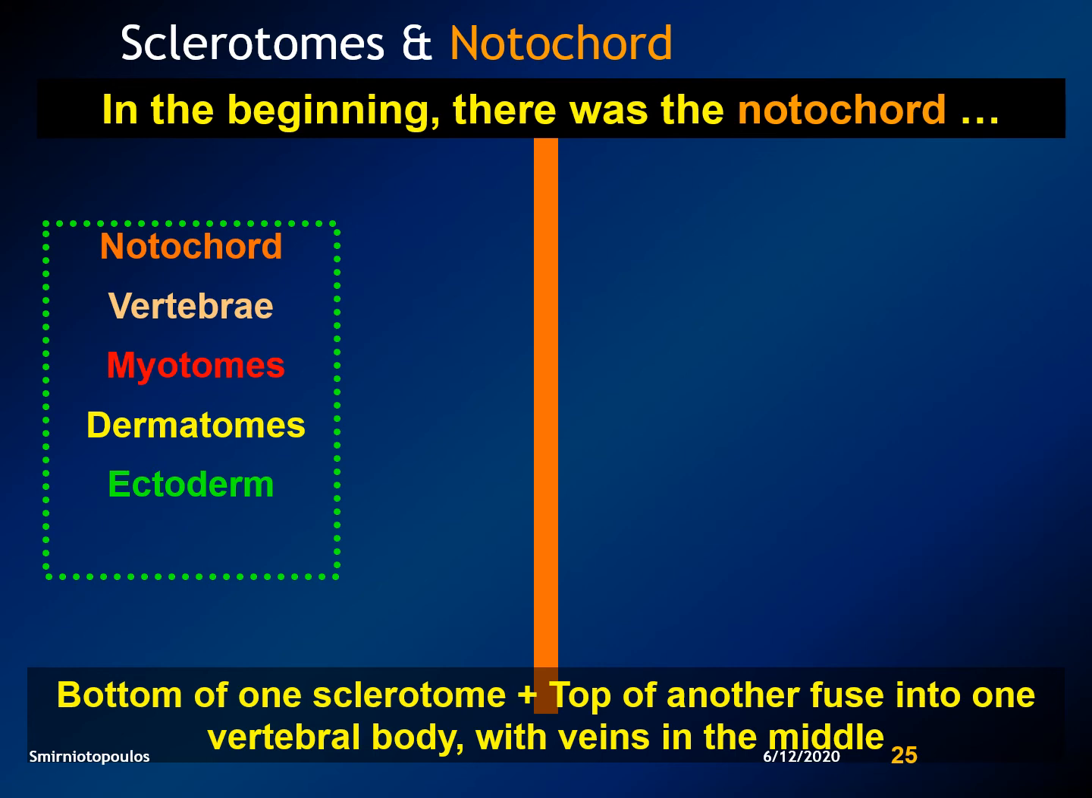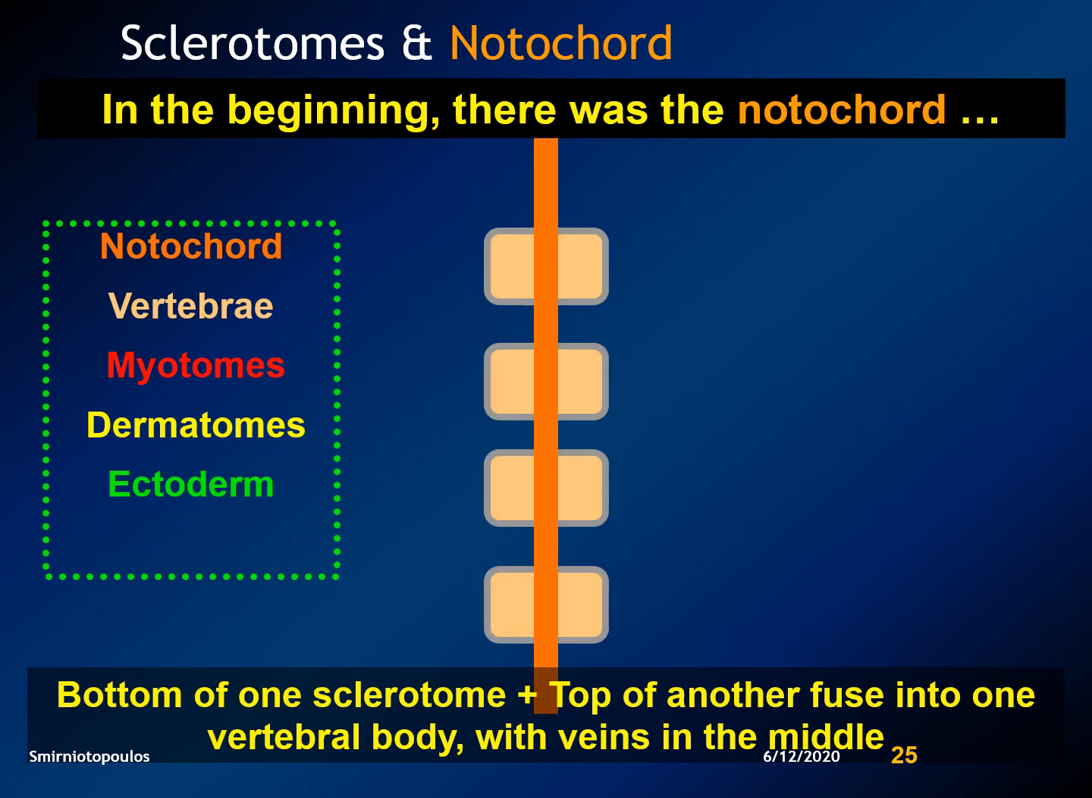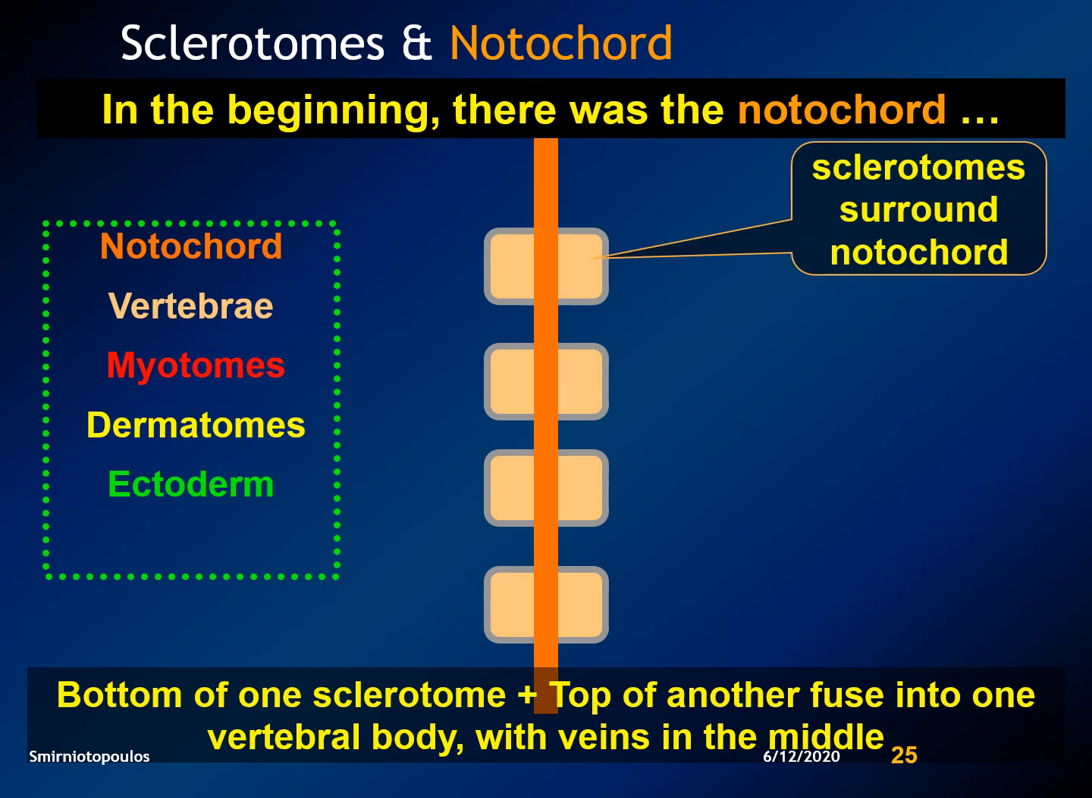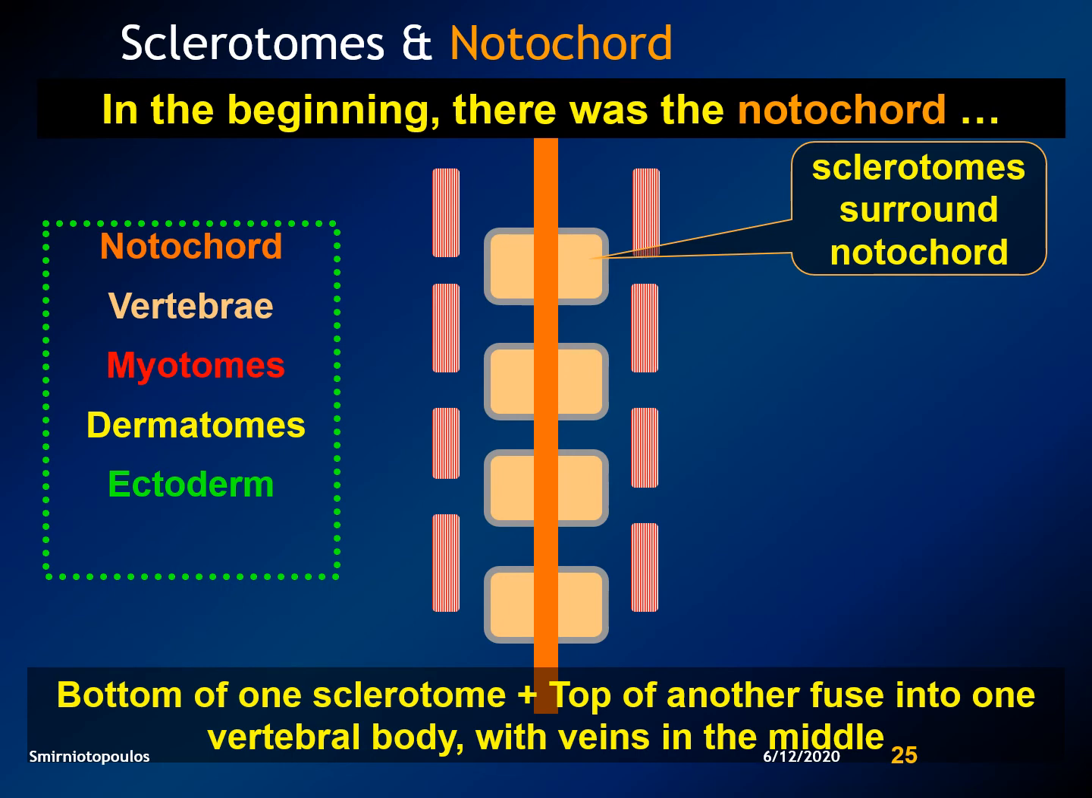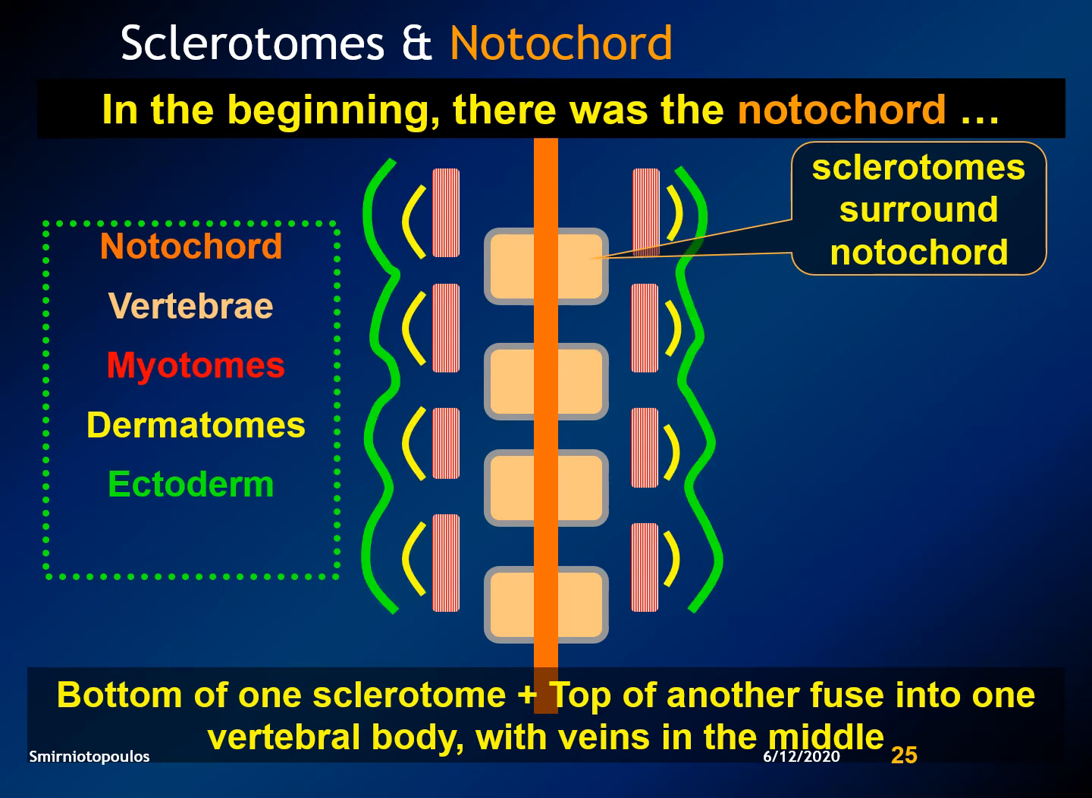What is the embryology of the notochord, and what is the relationship to the formation of the tumor that we call the chordoma? In the beginning, there is a gelatinous cylinder of tissue, the notochord, which forms the craniocaudal axis for the developing embryo. The notochord is surrounded by the sclerotomes to form the vertebral bodies. 2 adjacent sclerotomes form a single vertebral body, with the basovertebral veins representing the original cleft between the sclerotomes. We also have the myotomes and the dermatomes around the outside.